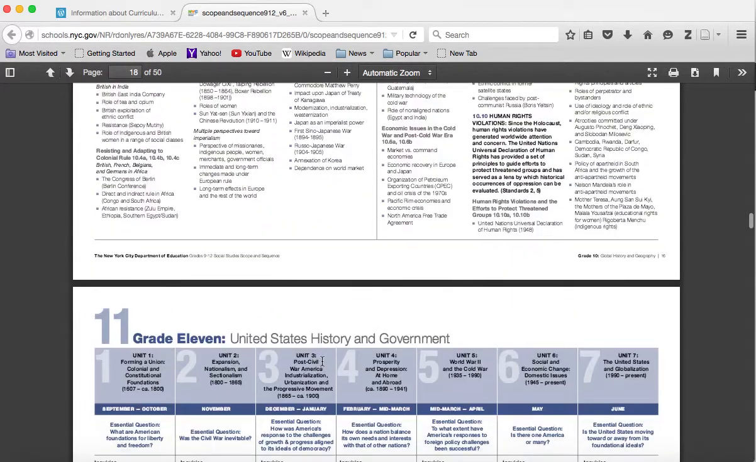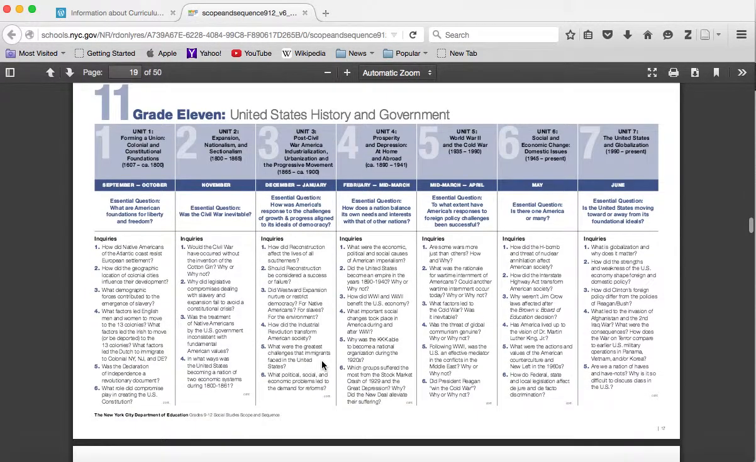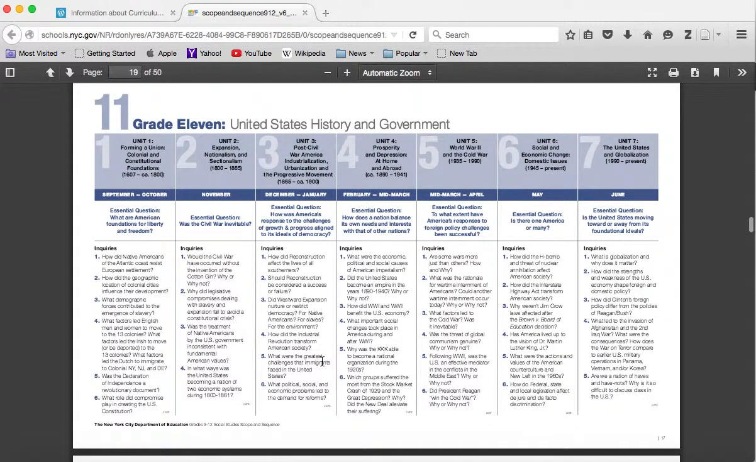I'm going to move a little more quickly now onto grade 11, which is United States History and Government. Grade 11 covers 7 units, actually, and it covers things such as forming a union, colonial and constitutional foundations, expansion, nationalism and sectionalism, post-Civil War America, industrialization, urbanization, and the progressive movement, prosperity and depression at home and abroad, World War II and the Cold War, social and economic changes, domestic issues, and the United States and globalization.